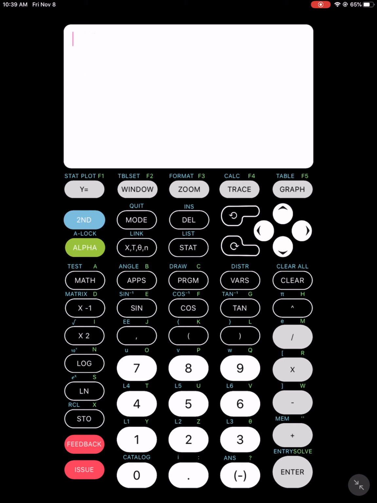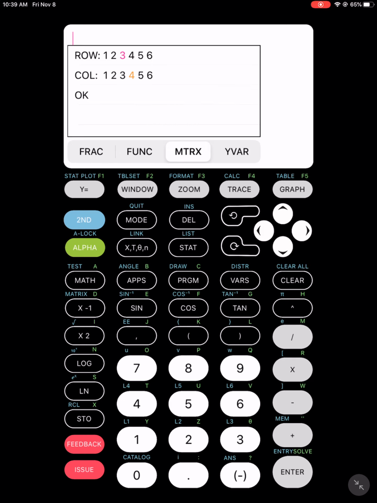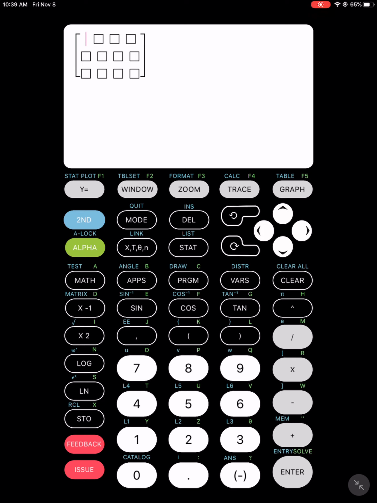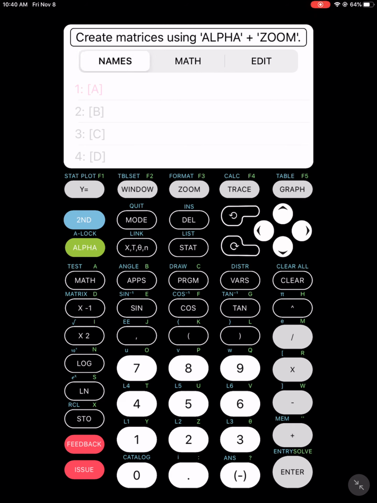Okay, so second matrix over here, alpha zoom, hit OK. Now I can type it in: 1, -1, 2, 5, 2, 1, -1, -3, 3, -2, 4, and 9. All right, so that is matrix A. I'm going to store that in matrix A.